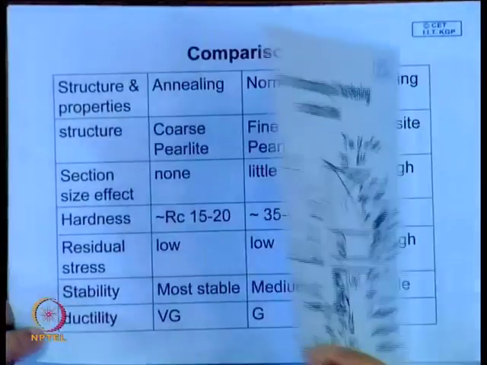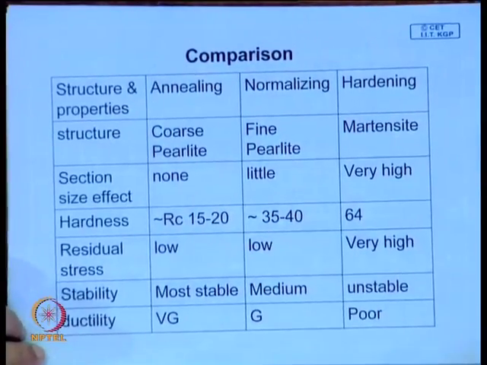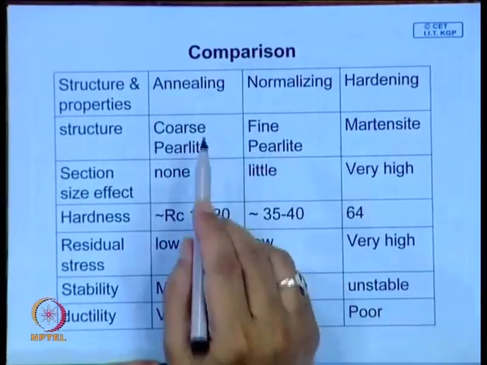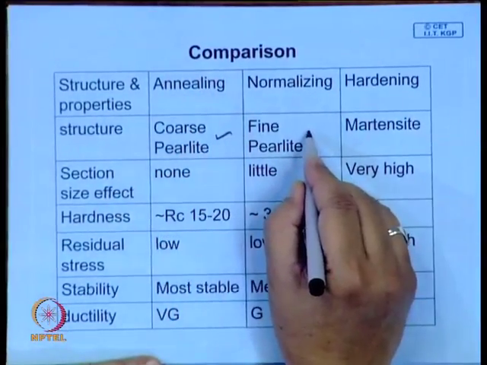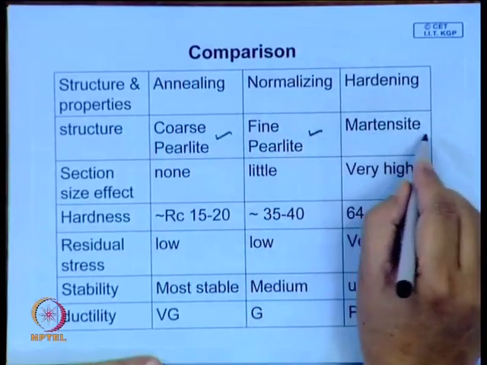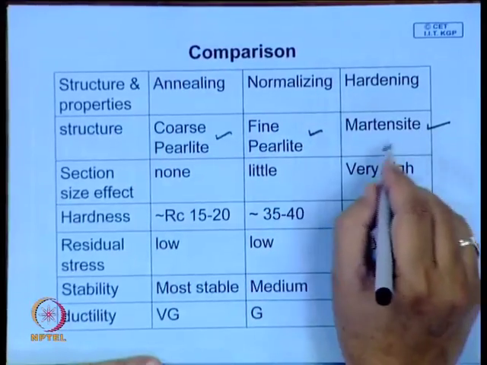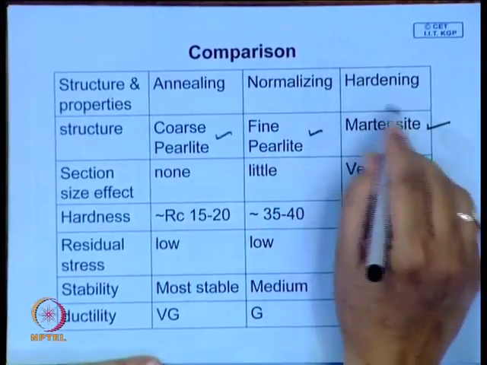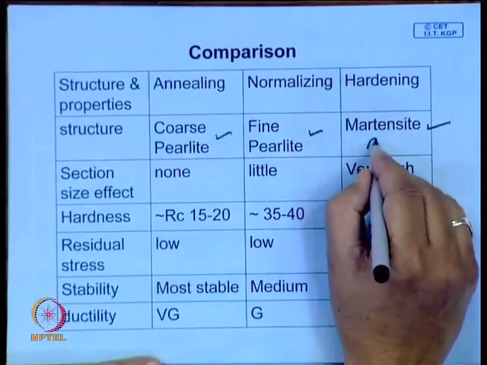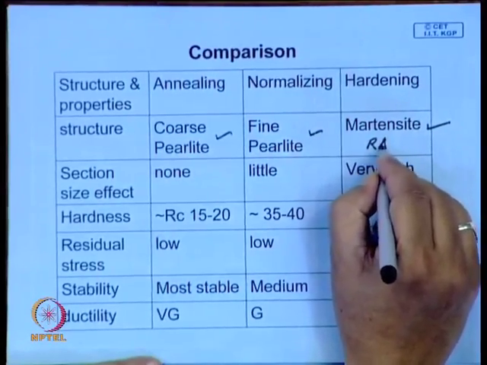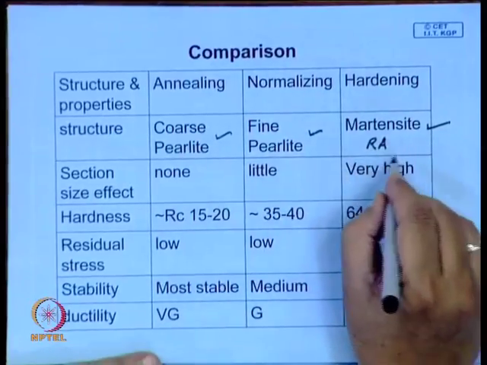Now, let us look at a comparison between these three processes which are listed here. In annealing you get coarse pearlite, in normalizing you get fine pearlite, and in hardening you get martensite. It is expected to be single phase, but sometimes because of that volume expansion some amount of retained austenite may also be there.